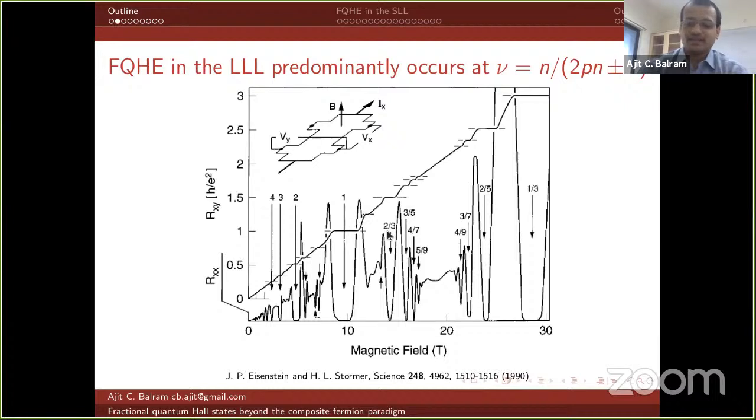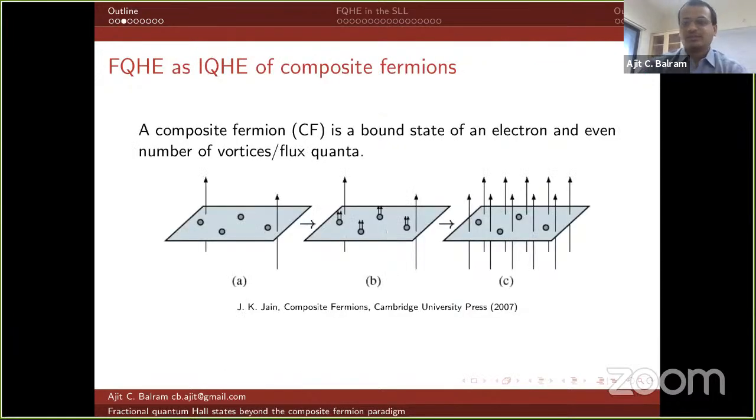So how do we understand these fractions? This was understood using Jain's proposal that the fractional quantum Hall effect of electrons is the integer quantum Hall effect of certain emergent fermions called composite fermions. A composite fermion, by definition, is a bound state of an electron and an even number of vortices. And vortices in many contexts behave like flux quanta. So you're also welcome to think of a composite fermion as a bound state of an electron and an even number of flux quanta. In this schematic, I chart the golden path to go from the integer quantum Hall effect to the fractional quantum Hall effect.